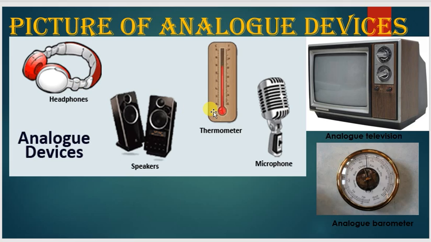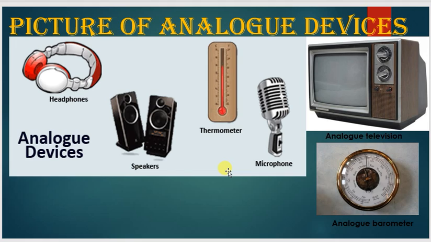And next one, we have the thermometer. This is an example of an analog thermometer. As you can see, we have the readings on it, which you can read from. Then we have here a microphone. On our right, we have the analog television. Then below, we have the analog barometer. All these devices are classified as analog devices. They all represent data in a physical quantity.